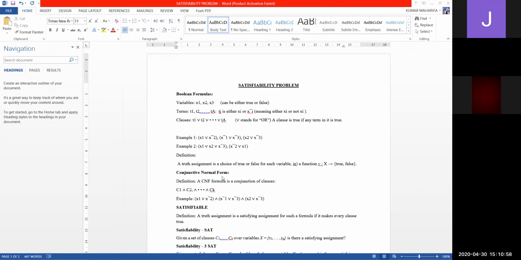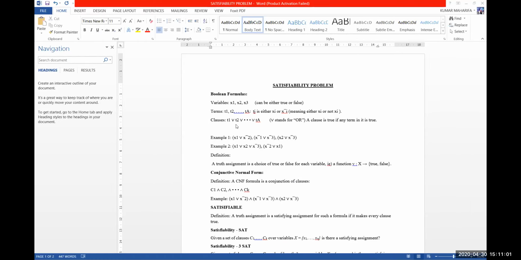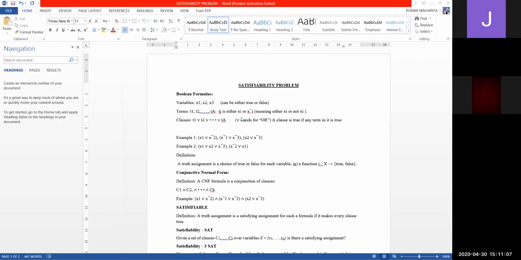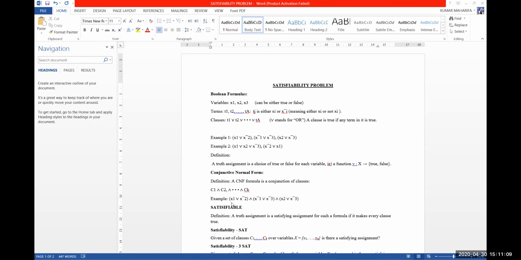Now, what is conjunctive normal form? It is expressing all the clauses using AND. This symbol is called OR, as well as disjunction, and this symbol is called AND, as well as conjunction. A conjunctive normal form is a conjunction of clauses. We already know that clauses are ORs of terms, so here we have conjunctions of clauses. In this example, we have two clauses. If you put an AND between them, it becomes a conjunctive normal form. So that is an AND between two clauses, and this becomes a conjunctive normal form.